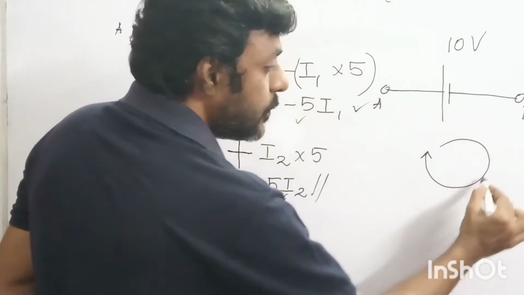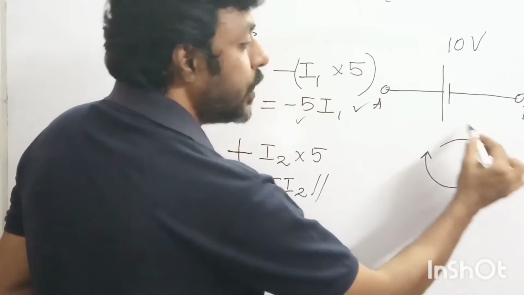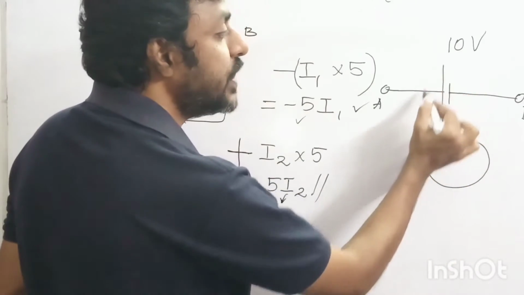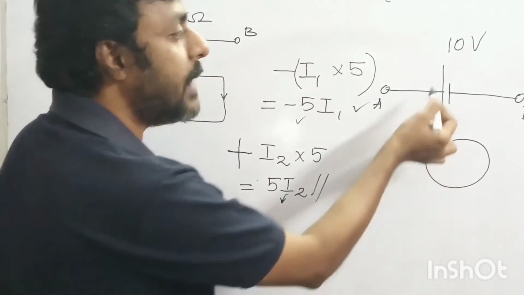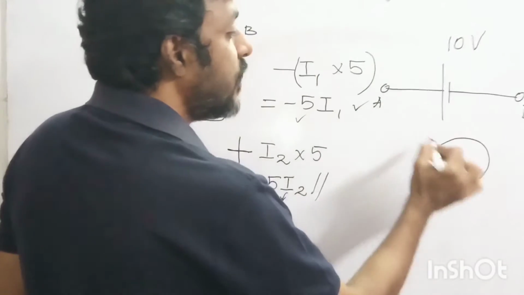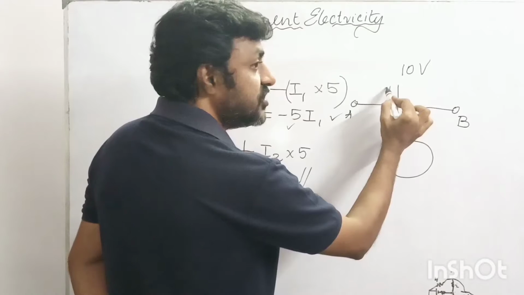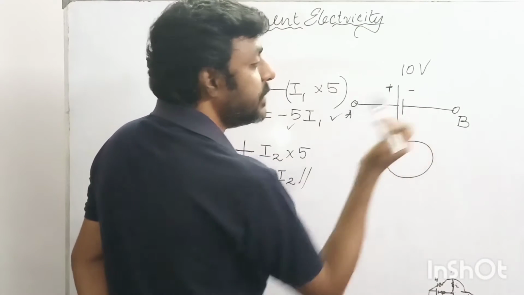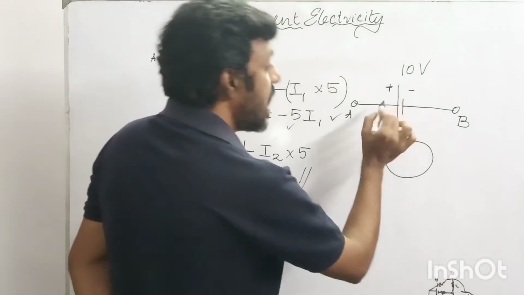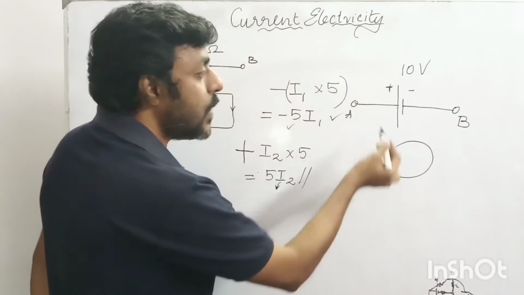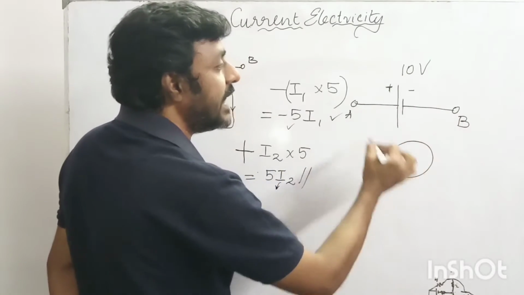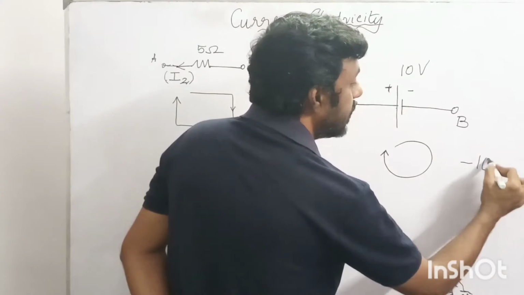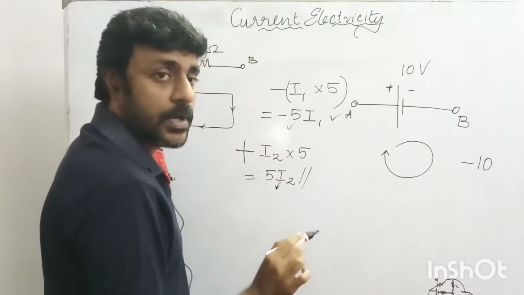So when I am rotating in the clockwise direction, if I happen to notice a voltage source or a battery or whatever it is, such that I encounter the positive terminal first and the negative terminal second, then my value for this entire scenario will be minus of 10. 10 is nothing but the value of the voltage source. Minus 10.